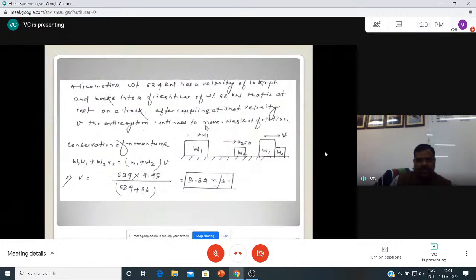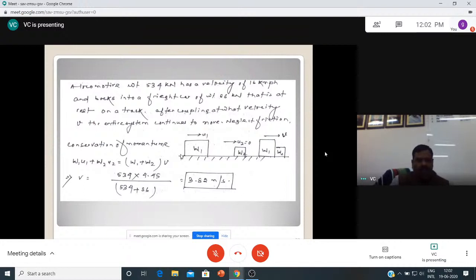W1, U1: U1 is given as 6 kilometers per hour, converted into meters per second, that's multiplied by 5 by 18. Multiply W1, U1, both are given. W2 is this, U2 is 0, because it is at rest. After hitting, both move together. That is W1 plus W2 into velocity V, the common velocity. That can be determined by moving this term to this side and simplifying. Like this we can use the principle of conservation of momentum.